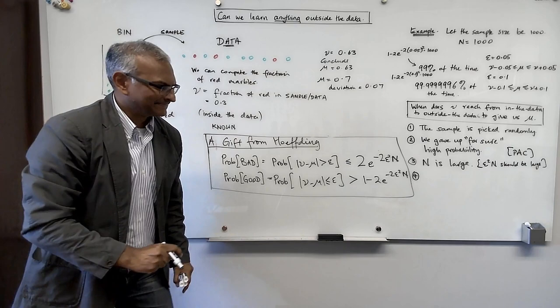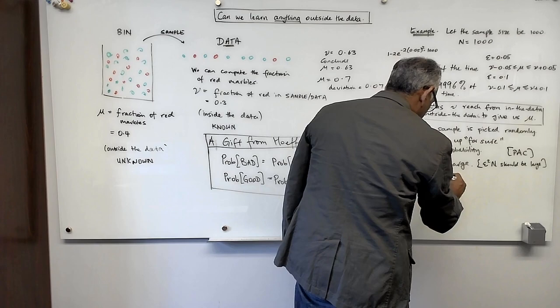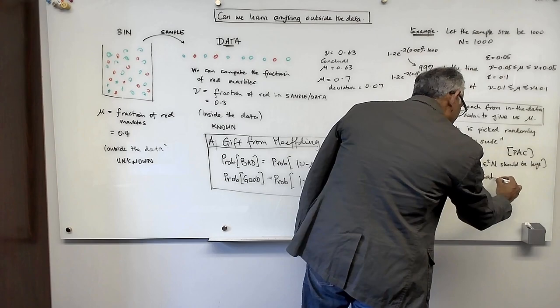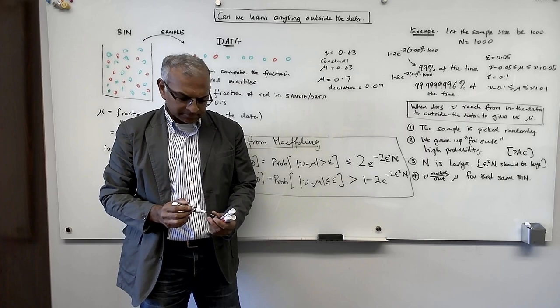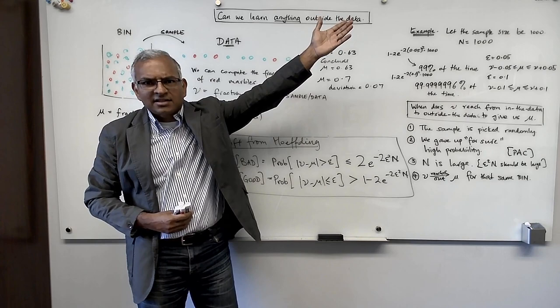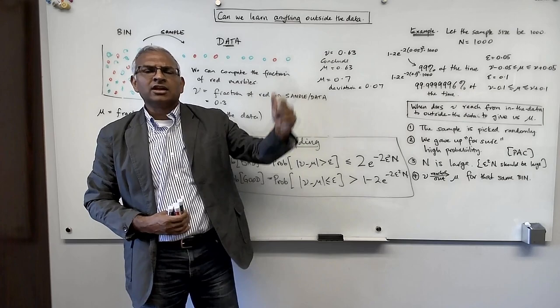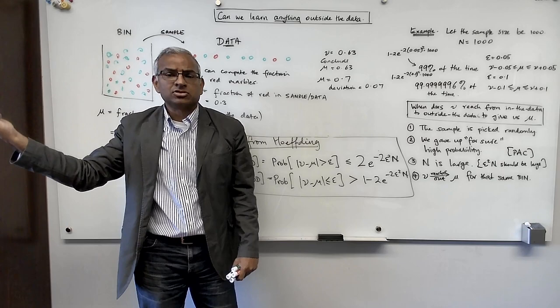So nu reaches out to mu for that same bin. And you look at me and say, wow, does this guy think that we are so dumb that we don't know that? So what am I saying? I'm saying that if you take a poll of people in Australia and ask them, would you vote for Trump or would you vote for Biden? And then you get a fraction of Trump supporters in Australia. And then you try to infer from that that Trump is going to win the election in the US, which is based on US voters.